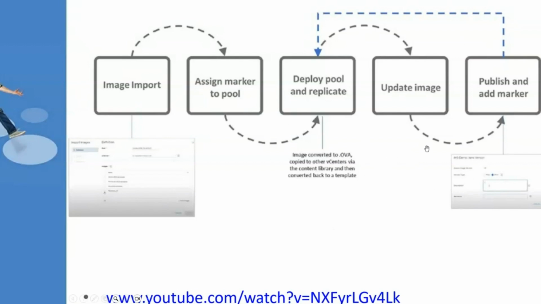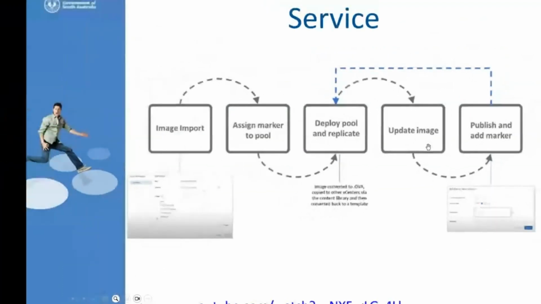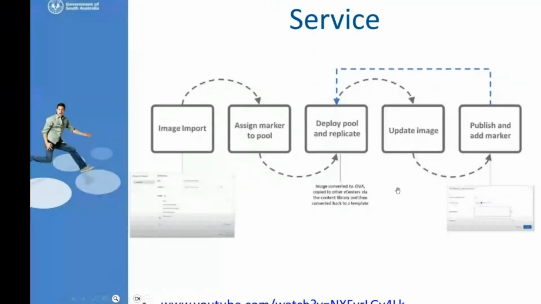Because when we put it onto the cloud, do you know exactly what the cloud is using? Do you know what Azure is using as their platform? Do you know what Microsoft, AWS? Exactly. So that's why this OVA is used. It's standard. Yeah, it's an open virtualization. So it copies to other vCenters via the content library and then converts back to the template. So this is a way of getting it to there.